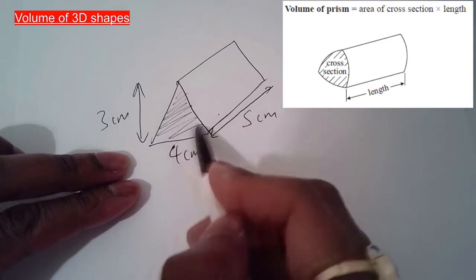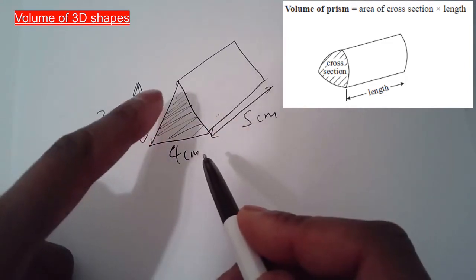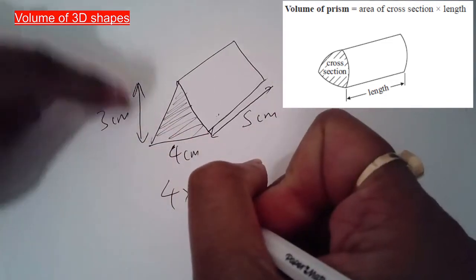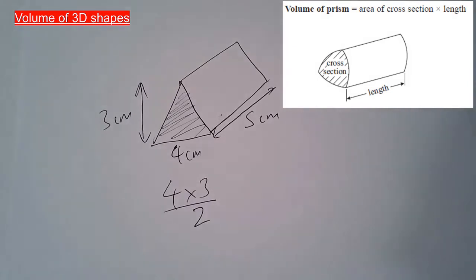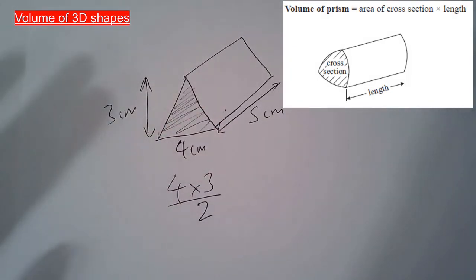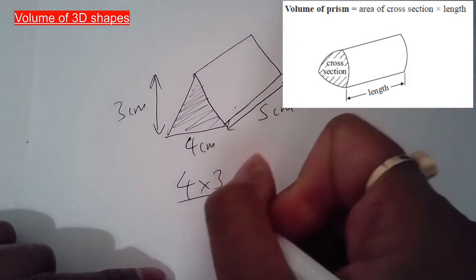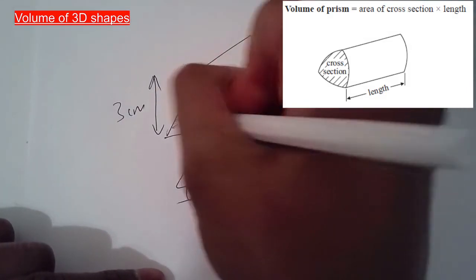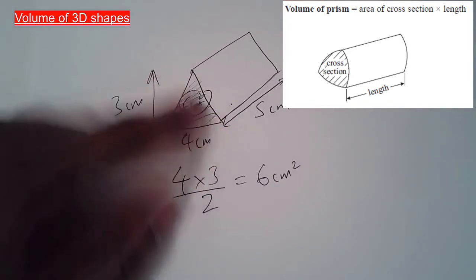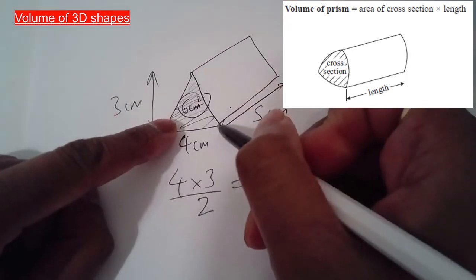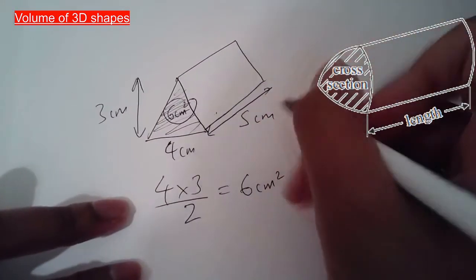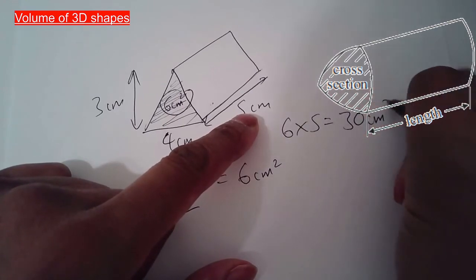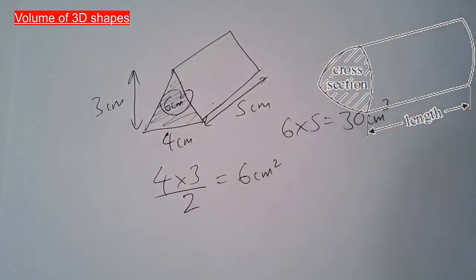So the cross-sectional area is a basic triangle. So we need to work out the area of that triangle. It's just base times the vertical height divided by 2. That's how you work out the area of a triangle, any triangle. 4 times 3 is 12, 12 divided by 2 is 6 centimeters squared. So the front face area, the cross-sectional area is 6 centimeters squared. Cross-sectional area, 6 multiplied by the length of the prism, 6 times 5, that gives you 30 centimeters cubed. It needs to be cubed because it's volume that we're trying to work out.